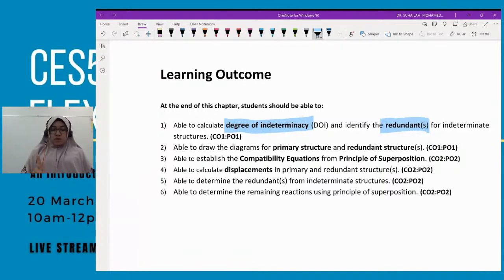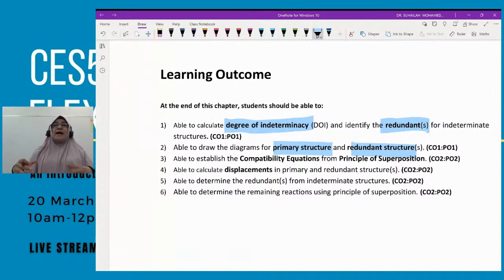Learning outcome number 2. You have to understand keyword number 2 under the flexibility method. It is the primary structure. This is keyword number 2: primary structure and redundant structure.